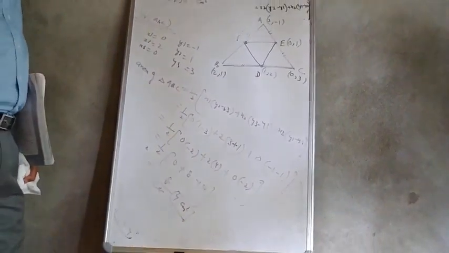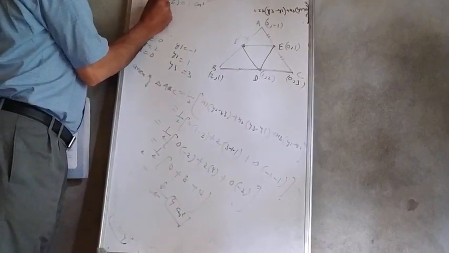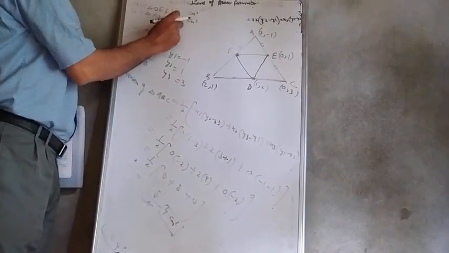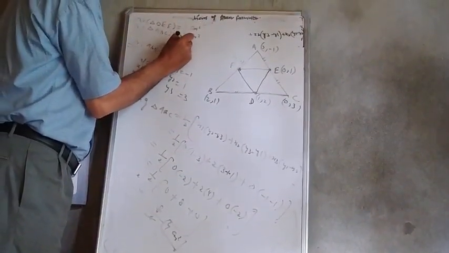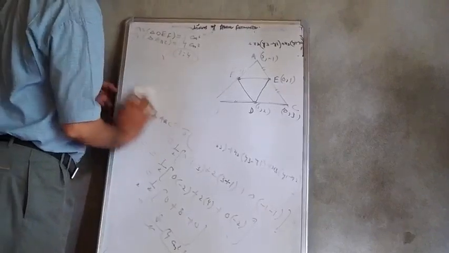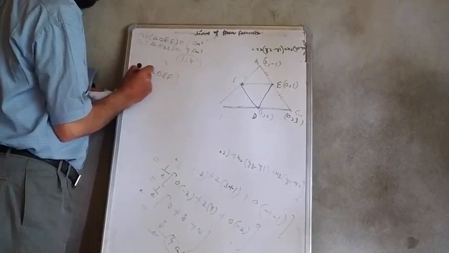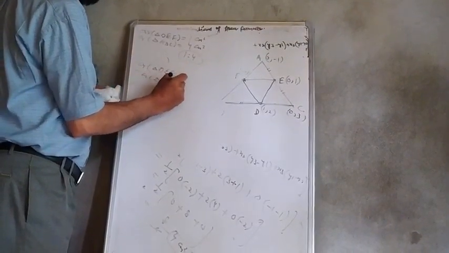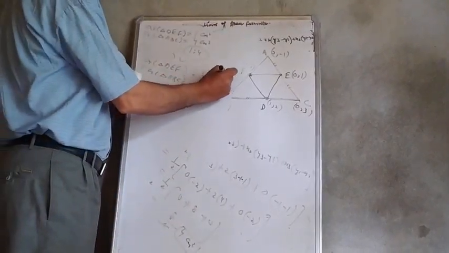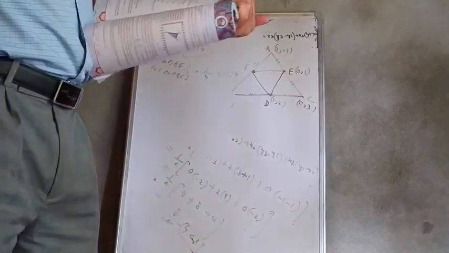So let's find the ratio. DEF was 1 centimeter square, and area of this triangle ABC is 4 centimeter square. So obviously what is the ratio? It's 1:4. Or you can write it like this: area of triangle DEF divided by area of triangle ABC is equal to 1 by 4. Area of DEF is 1 and ABC is 4. That's 1 by 4, or you can write it like this, 1:4. So this was question number 3.